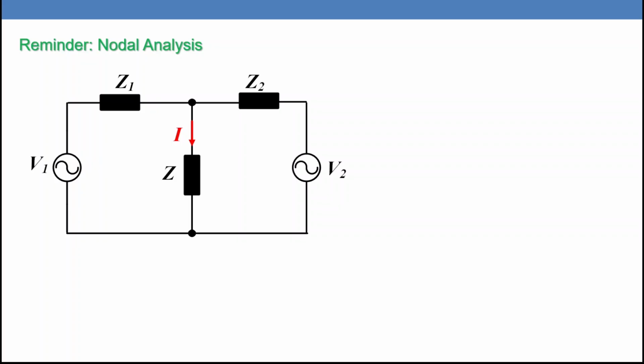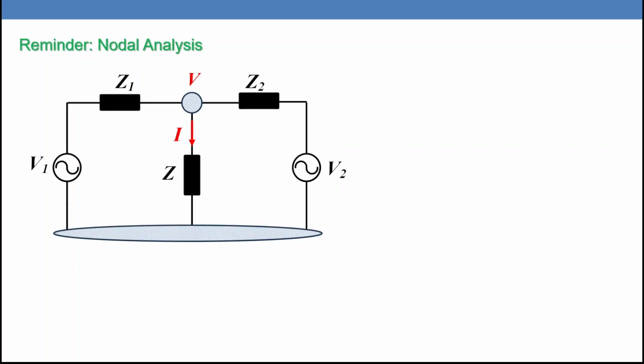So how many nodes do we have in this circuit? We have this one as a node, we are going to call it V, and we have another node here, and we are going to choose that one as our neutral point or ground. So we have one variable in this problem, V. If we know V, we are going to know the currents everywhere. So our target is to calculate the current I. But what is the current in the impedance Z1? We have I1, and the current in impedance Z2, we are going to have I2.